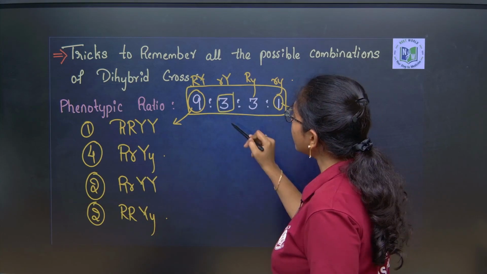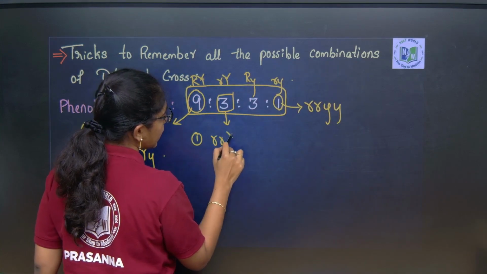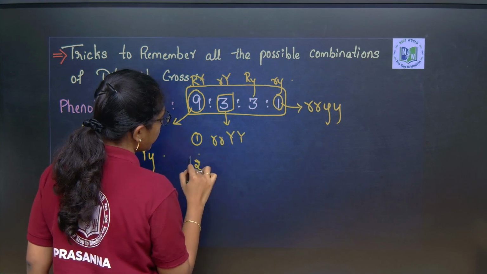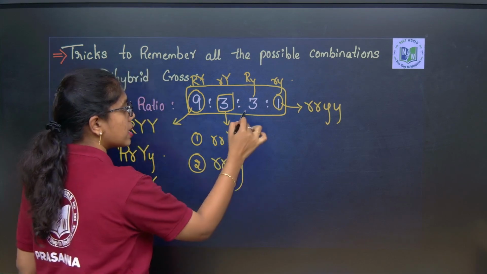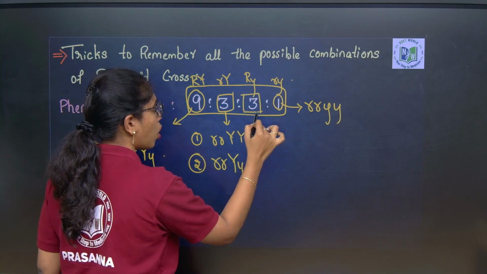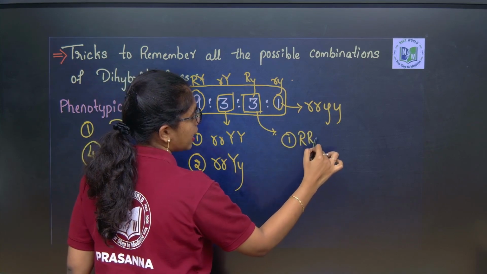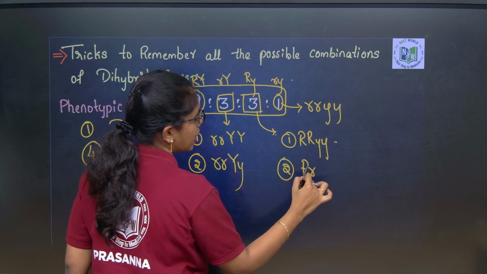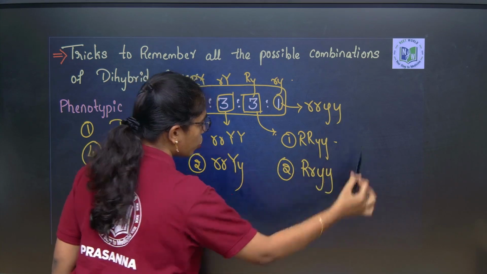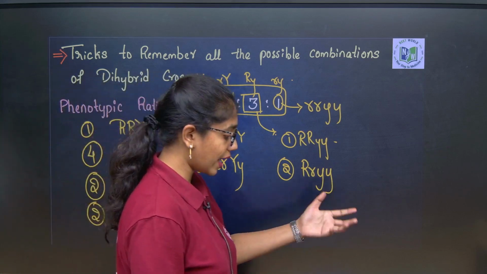Out of the 3, what will you get? 1 will be the homozygous condition and 2 will be homozygous recessive for one trait and heterozygous dominant for the other. The same applies to the other 3 also. 1 will be homozygous, and 2 will be, one heterozygous and the other homozygous. This is the combination of genes that you get.